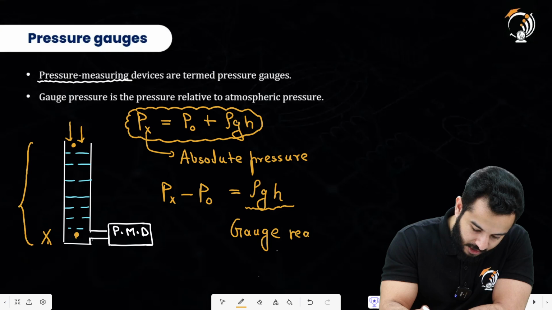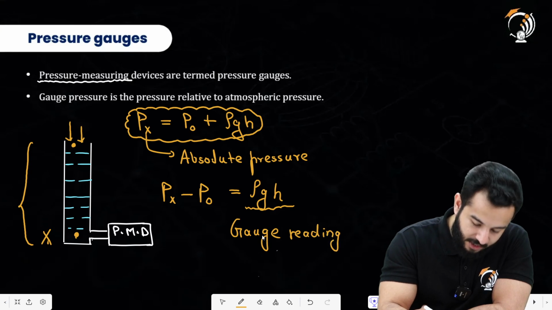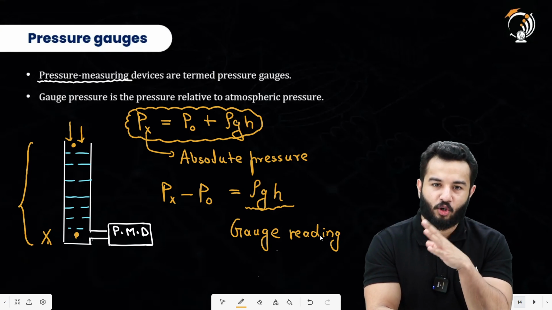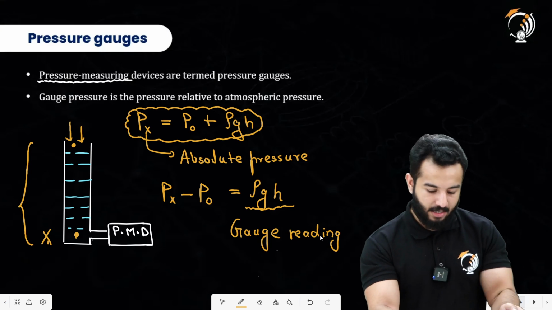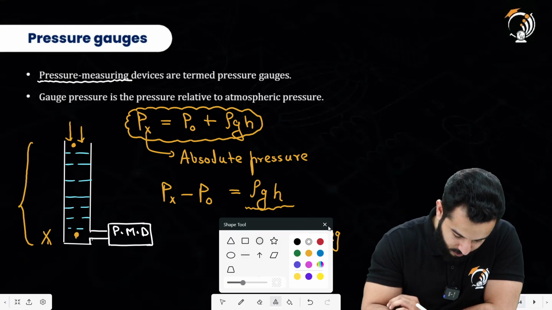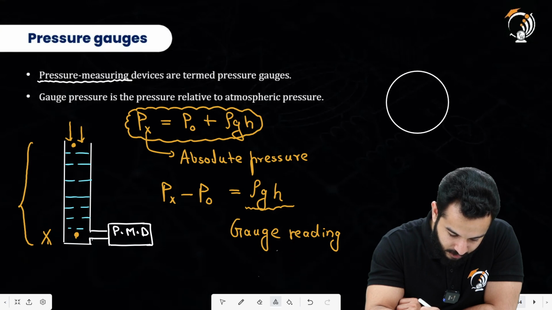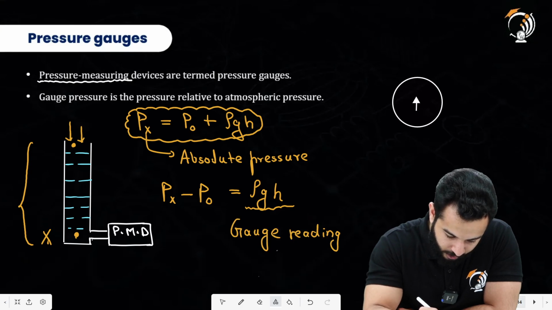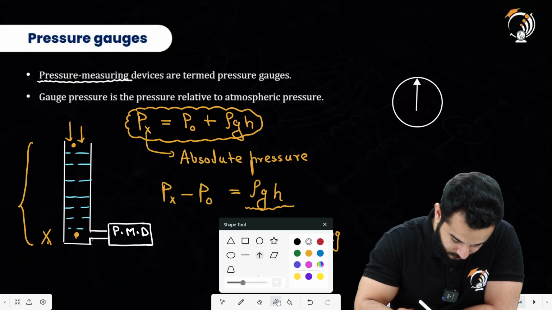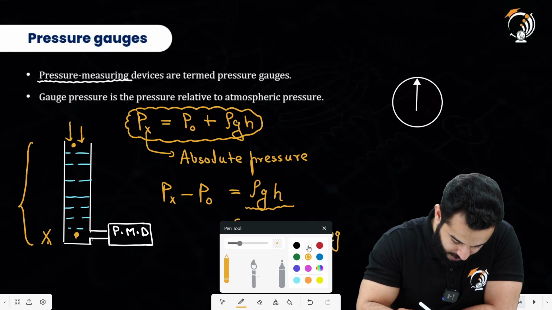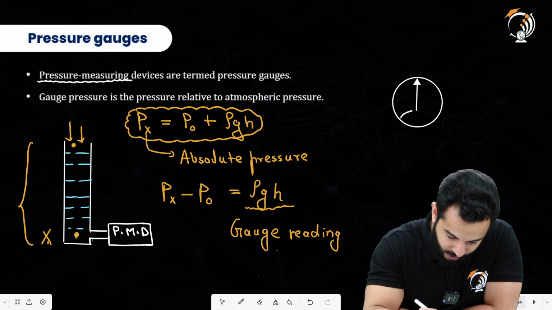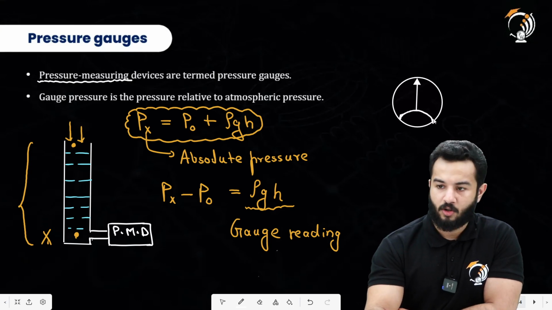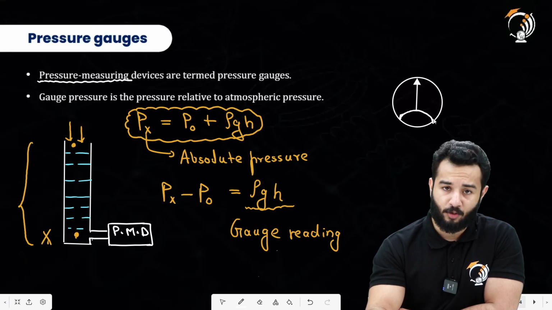So gauge is nothing but, you might have seen some meters in circular shape that show pressures, right? So I'll make one. It would look something like this. You have a 0 reading over here. It can have different scales. Right now, let's say we are measuring it in pascals only. You can also talk about bar or atmospheric pressure.